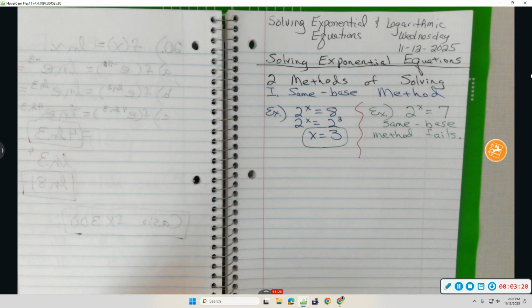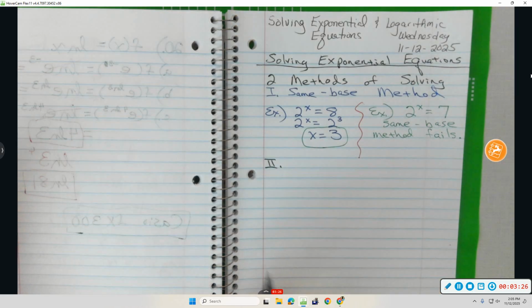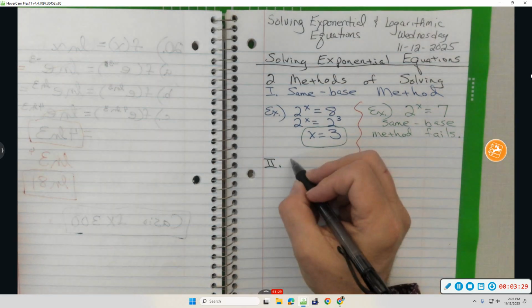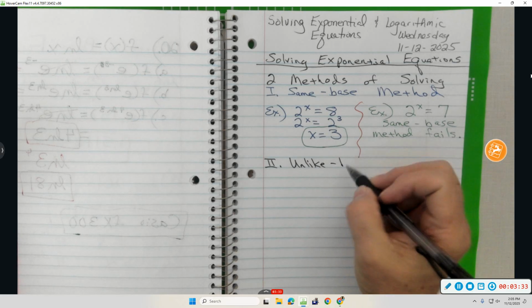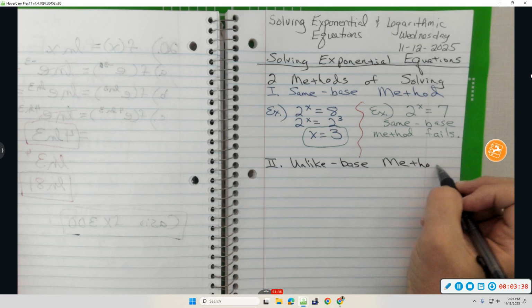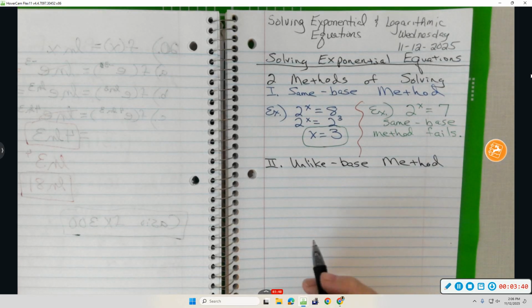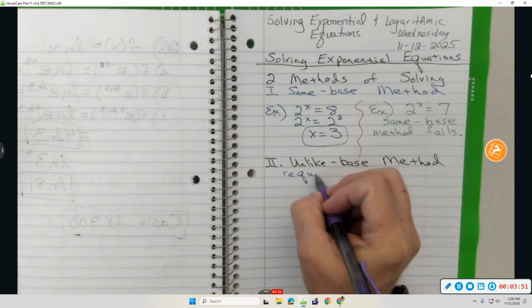In that event, we have a second method that requires the use of logarithms. So our second method, the unlike base method. We have the like base and we have the unlike base method. The unlike base method requires the use of logarithms.